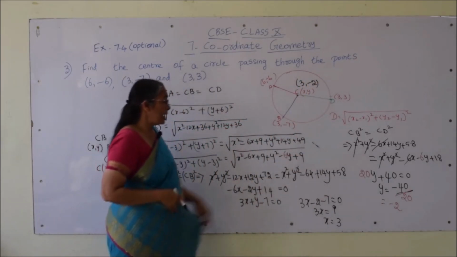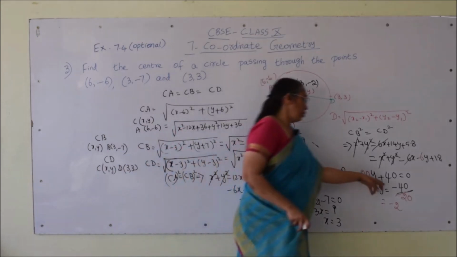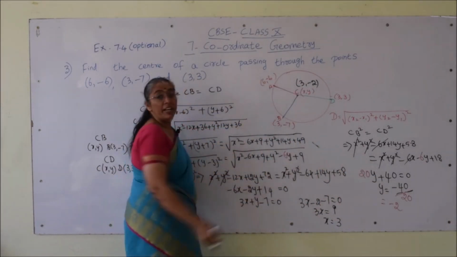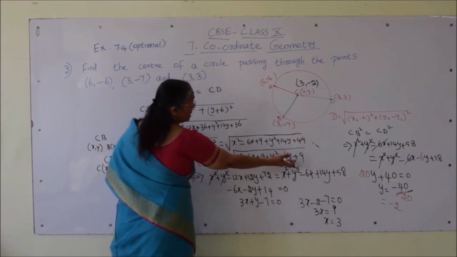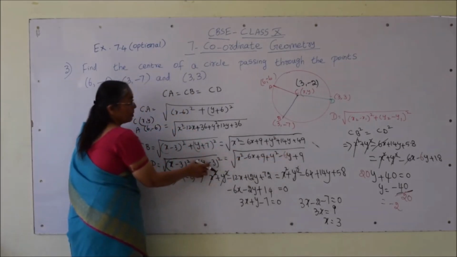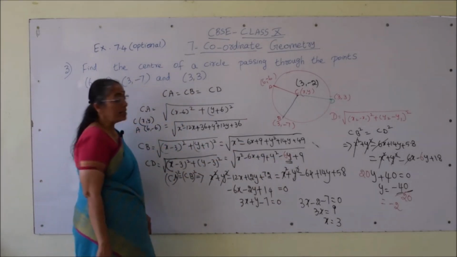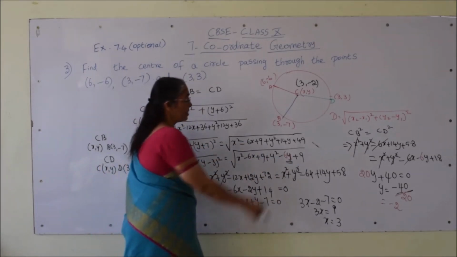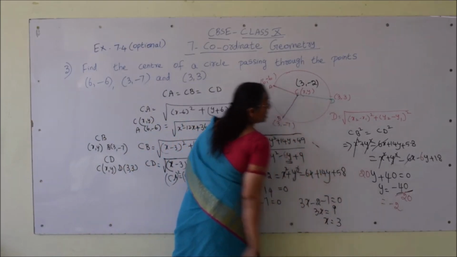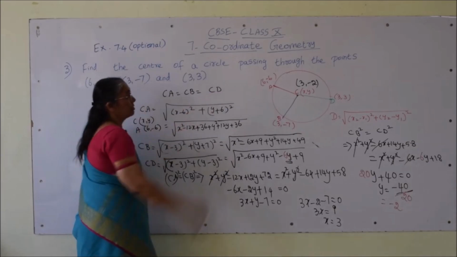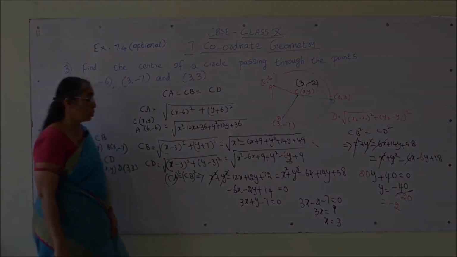If you feel there is some mistake at the end, you can easily check where you have gone wrong. My mistake is here: the (a minus b) whole square expansion had a small error. That is why we first got the y value as minus 40 by 17. After correcting, we got the y value as minus 2 and the x value as 3. So, the center of the circle is 3 comma minus 2.